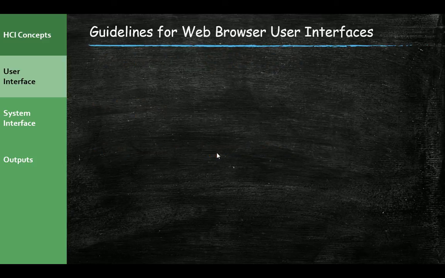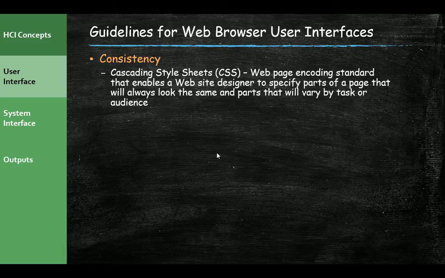So, some guidelines for web browser user interfaces. As I showed you before, consistency is really important. And one way you can handle consistency is cascading style sheets. So in web development, cascading style sheets can be applied to a web page, which will force the browser to use the same font, the same size fonts. The color scheme is all going to be the same. So you can kind of unify all of the user interface design properties with the cascading style sheet.